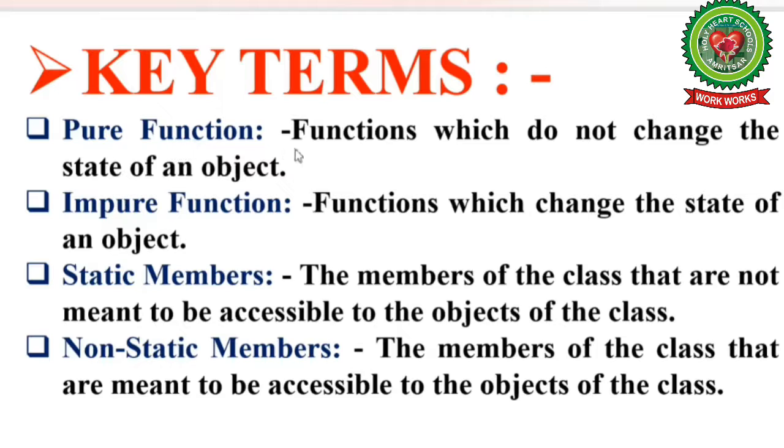Next term is pure function. Functions which do not change the state of an object. Impure function. Functions which change the state of an object. Static members. The members of the class that are not meant to be accessible to the objects of the class. Means objects that we make in the class do not access the members that are static. Non-static members. The members of the class that are meant to be accessible to the objects of the class. Now we will discuss each of the concepts in detail with different points and examples.